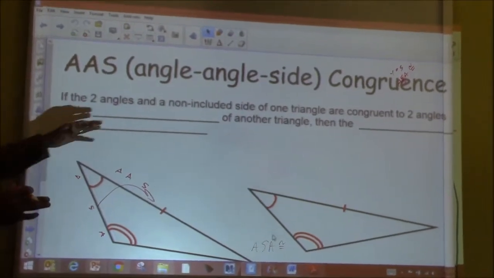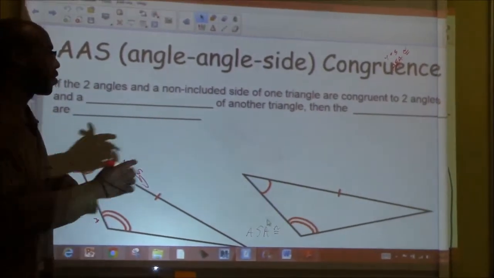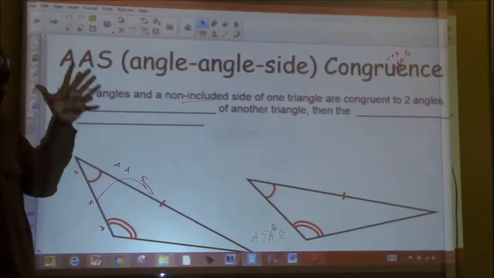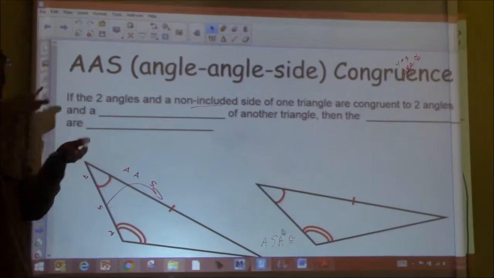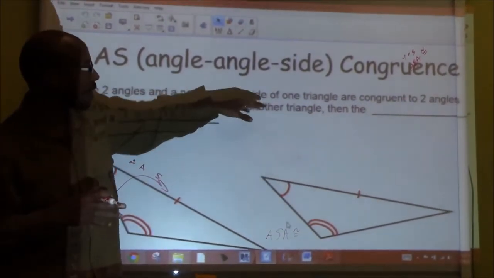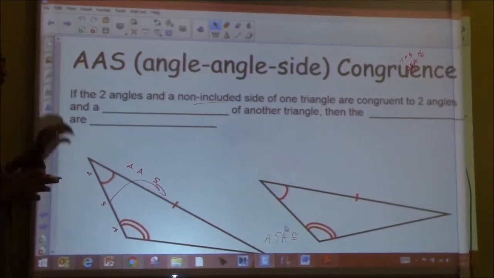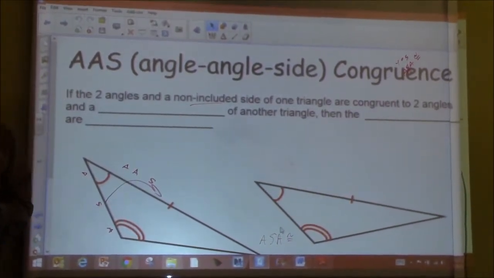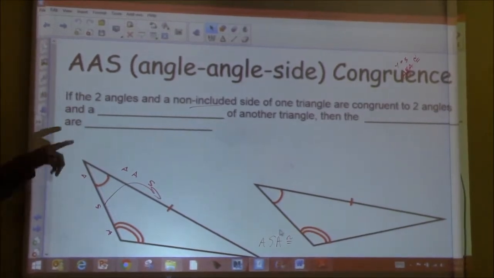If two angles and a non-included side, that means he's not between two people, he's not included. Peanut butter and jelly, the peanut butter and jelly are included between the bread. Included side of the triangle are congruent. Two angles and a blank of another triangle, then the blank and the blank. Too many blanks.